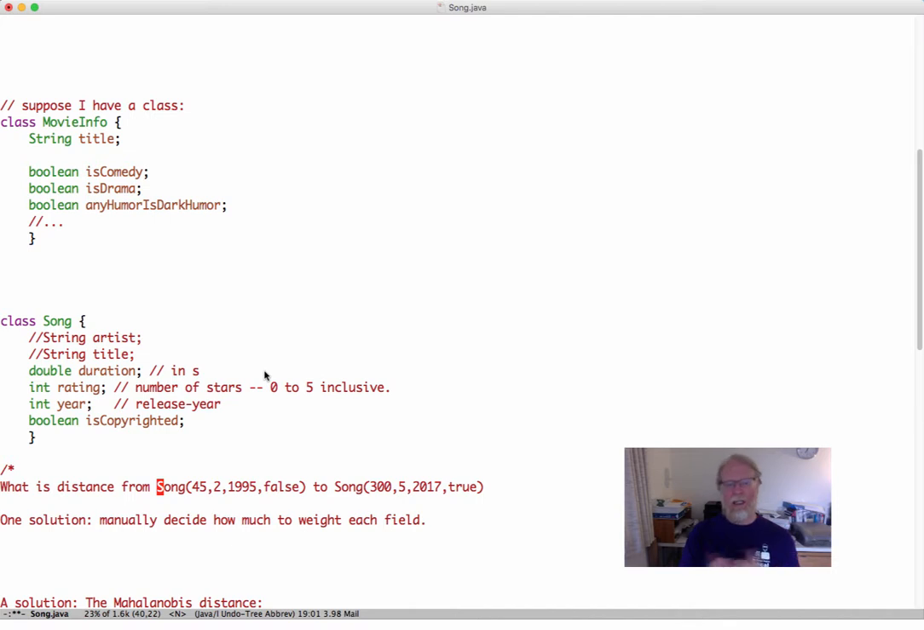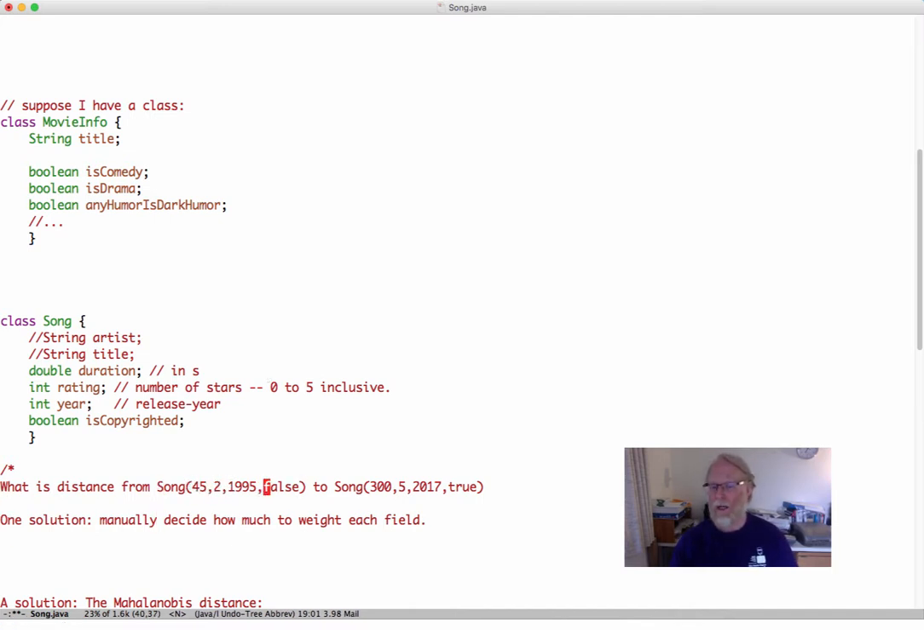But I also might say, I think the rating is really important and the duration in seconds, that's not so important. So as I take the difference and before I add them all up, I might multiply important things by a big number, or equivalently small values by a number less than one, to make them contribute more to the distance between two songs. If you have a big distance in the rating column, I want that to translate to a big distance between the two songs. Whereas a big distance in the duration is not going to be that big a deal in the overall distance between two songs. So that's one thing I might do: weight each field.